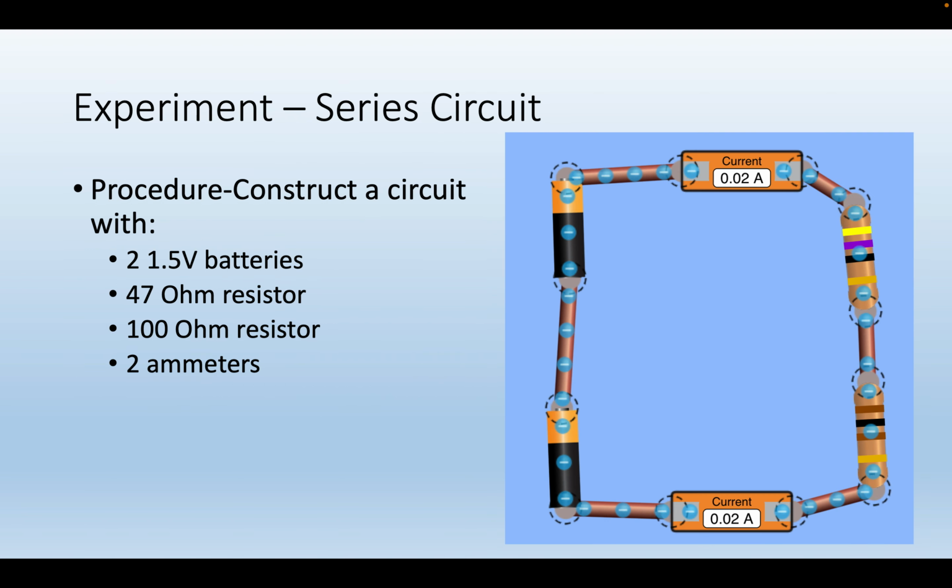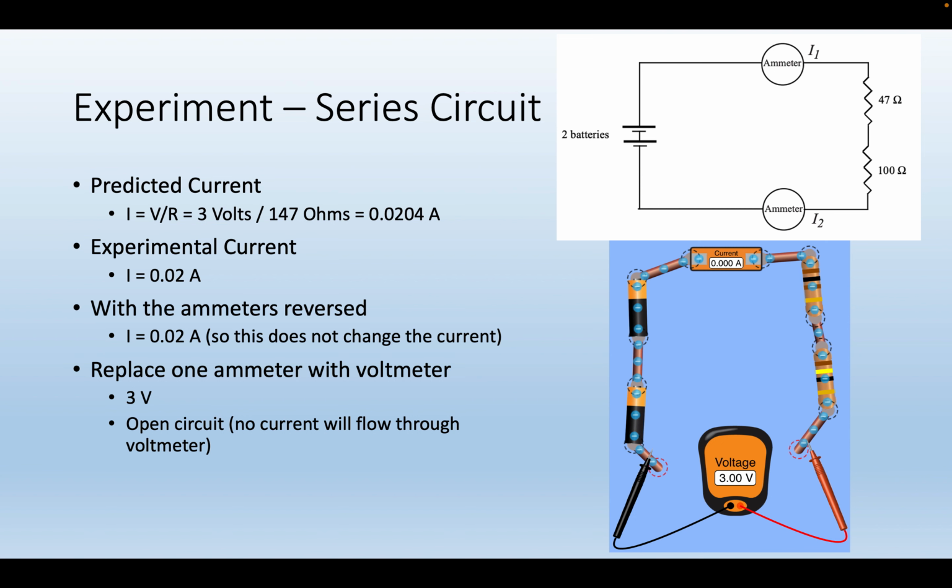So to start off the experiment here, we have a series circuit that we were to produce with the constraints shown. With that circuit, there's a diagram on the right. We were to first calculate the predicted current, which is I equals V over R, which we found just by dividing the 3 volts by 147 ohms. Next was the actual experimental current value, which matched the predicted current.